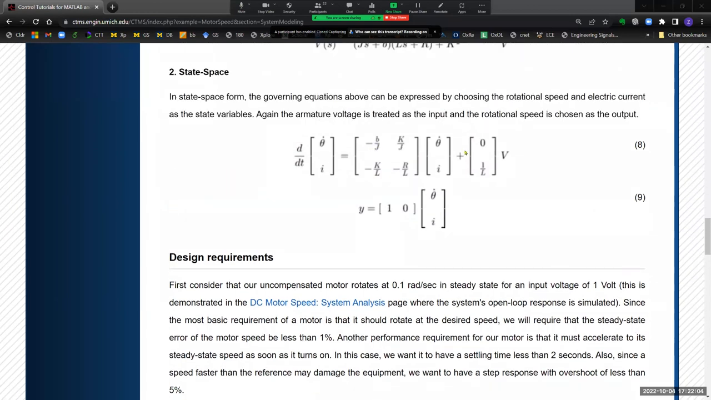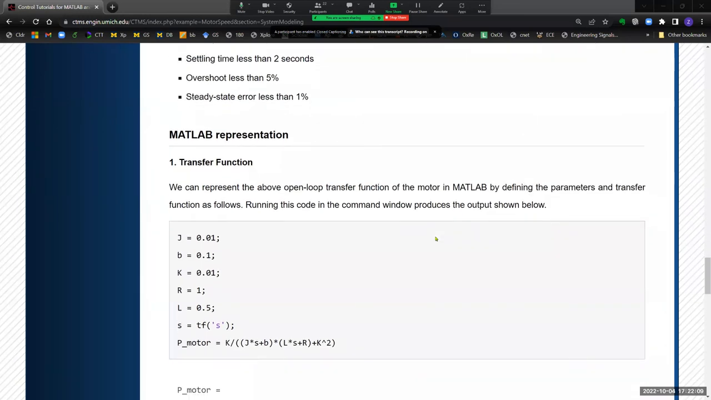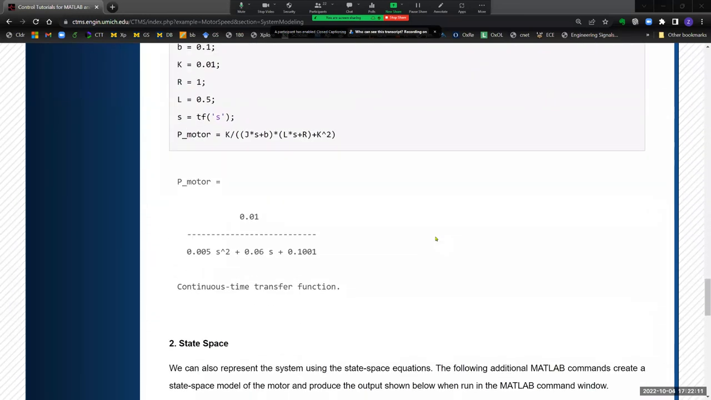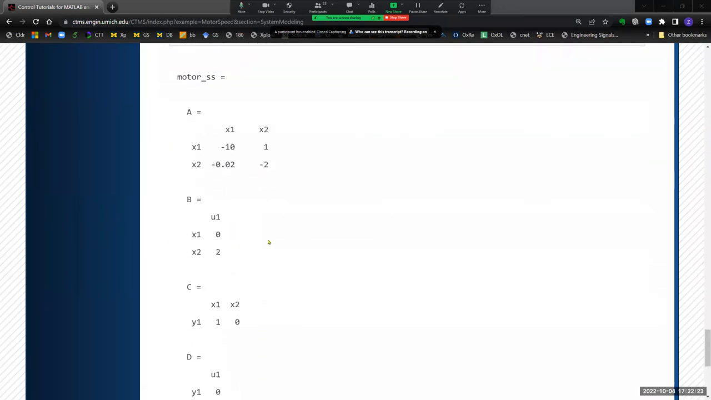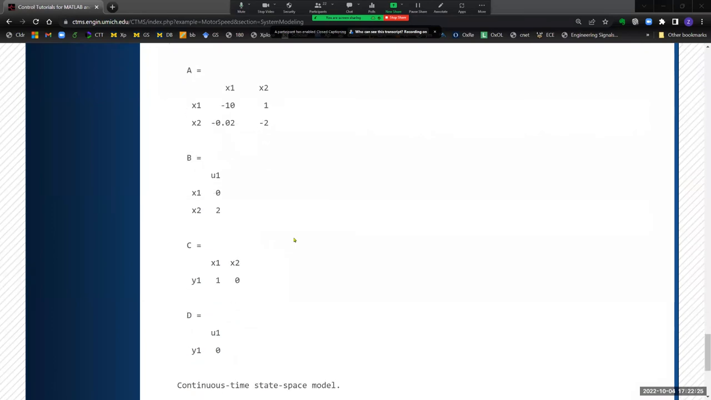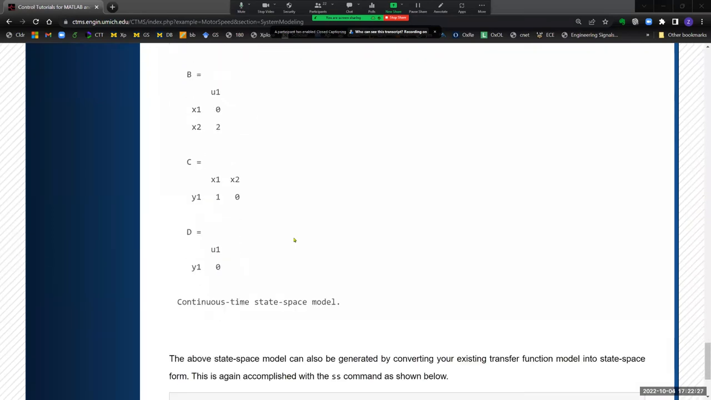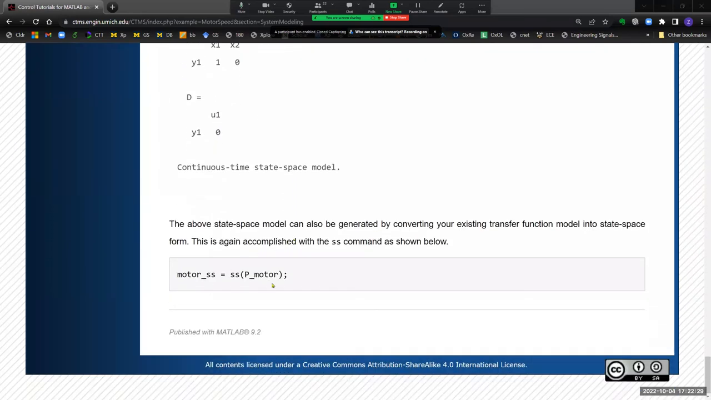So once we get the A, B, C, D matrices, with D being zero, this is how you define the A, B, C, D matrices. So now you have a state space model for the motor. So far so good, Gianfranco? Yeah, so far so good. Okay, so that finishes the state space for the motor, right?